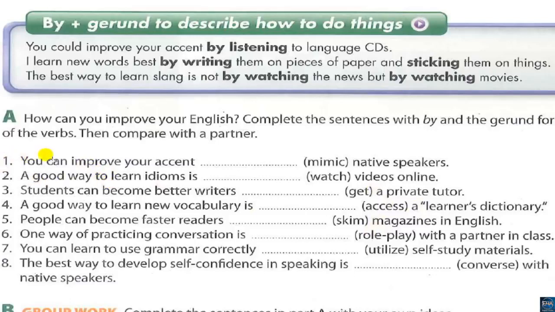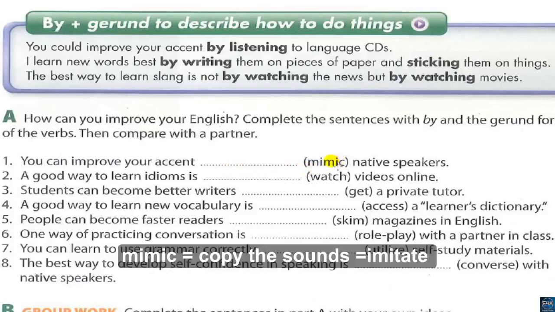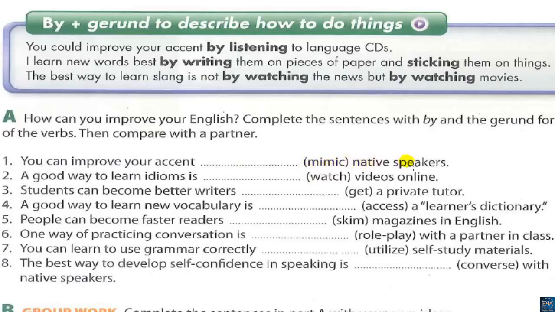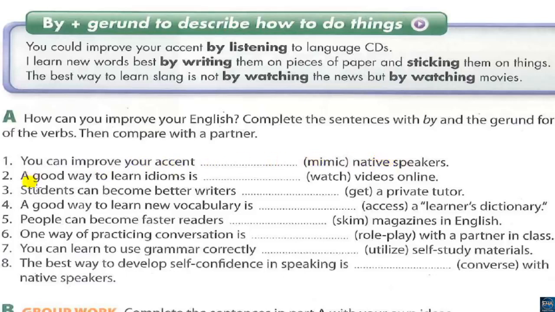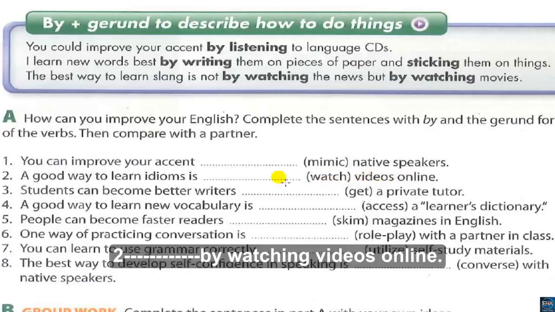1. You can improve your accent by, this is mimic. Mimic means to imitate. By mimicking native speakers. Native speakers, American, British. You can improve your accent by mimicking native speakers. 2. A good way to learn idioms is by watching videos online. So by watching, by verb with ing.